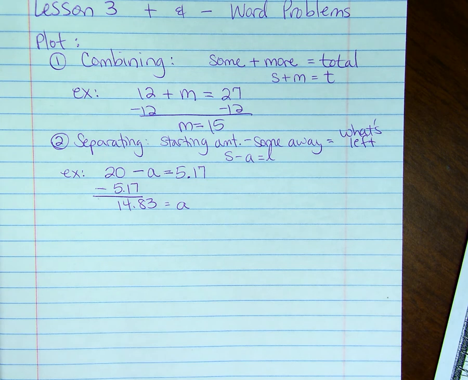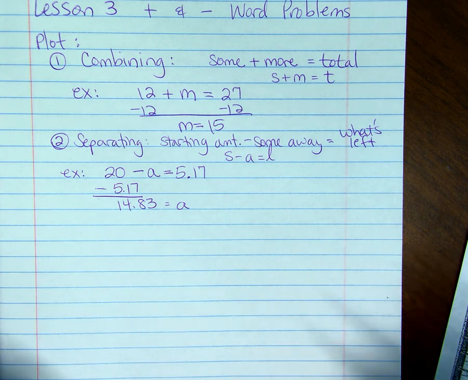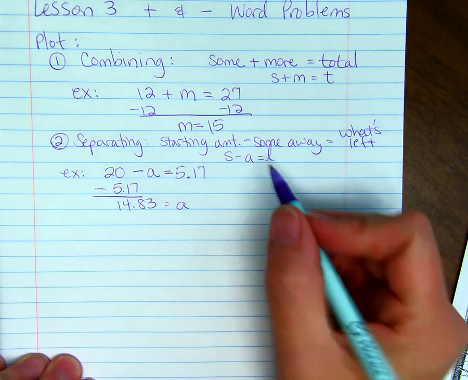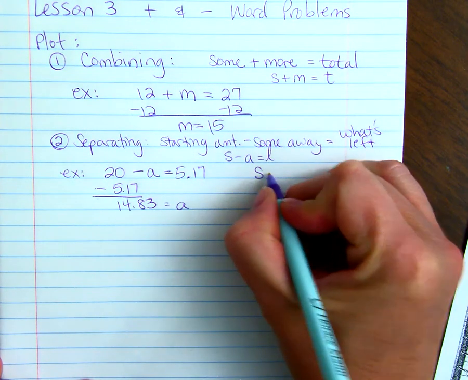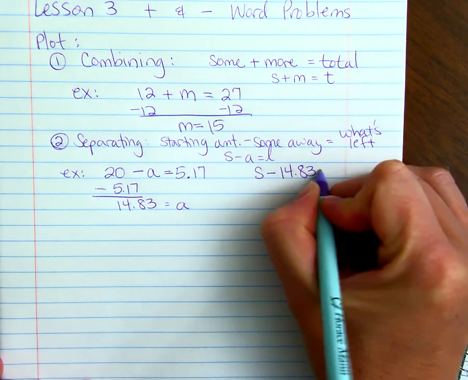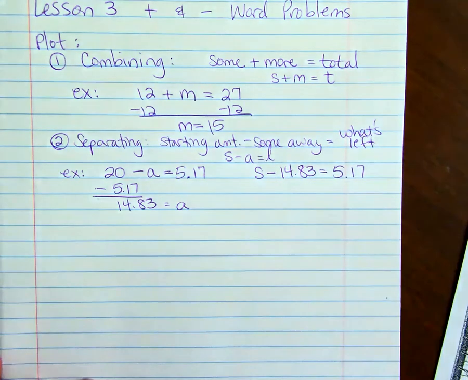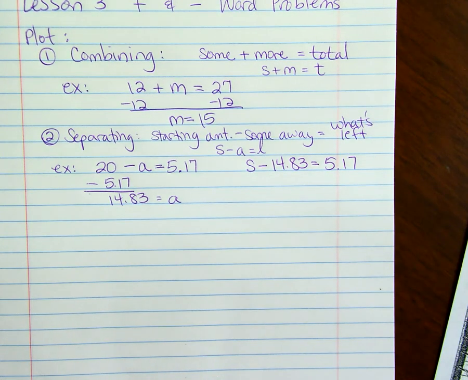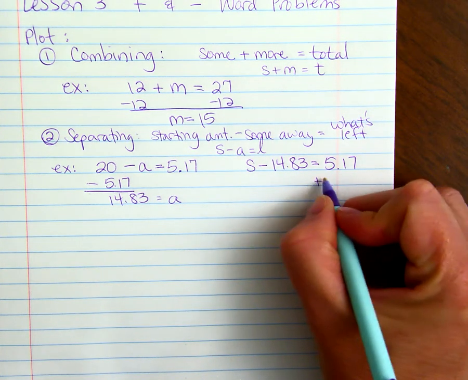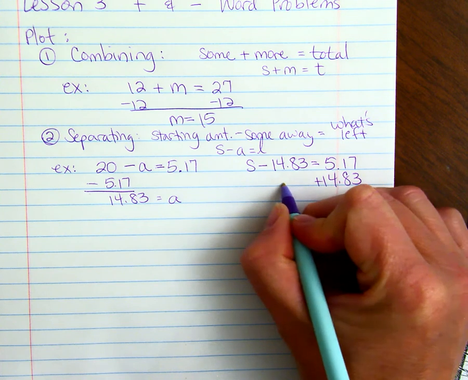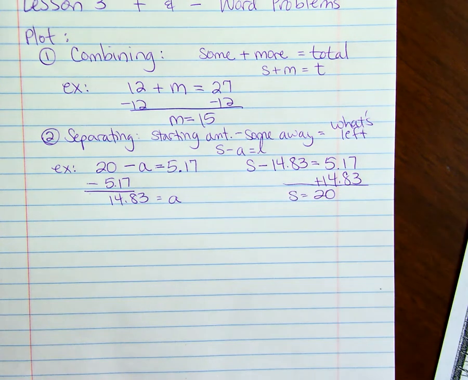Sometimes they might give you the amount that was spent, but not the starting amount. You have to find that. So if you went to the store with some money, you bought cat food for $14.83, and your change was $5.17, how much did you give the cashier? So you don't know the starting amount, but you know the cat food cost $14.83, and you got $5.17 change. So it's still a separating, because you started with some, you were separated from your money because you bought the cat food, and then you had change. So we're going to add $14.83 to the $5.17 and get the starting amount was $20.